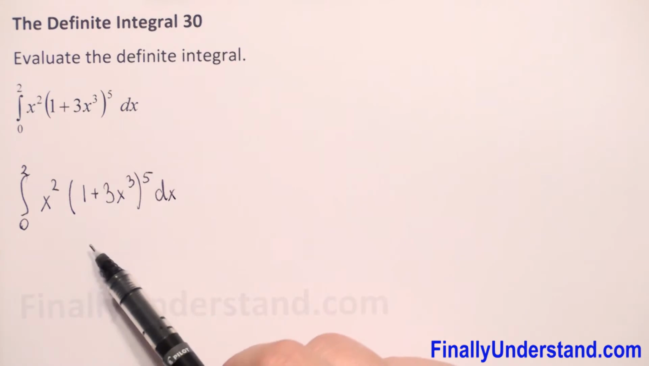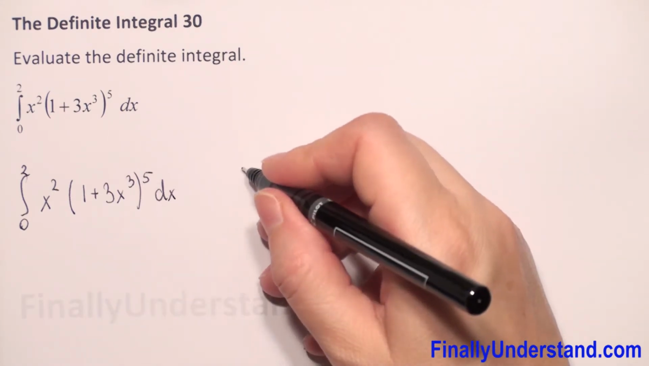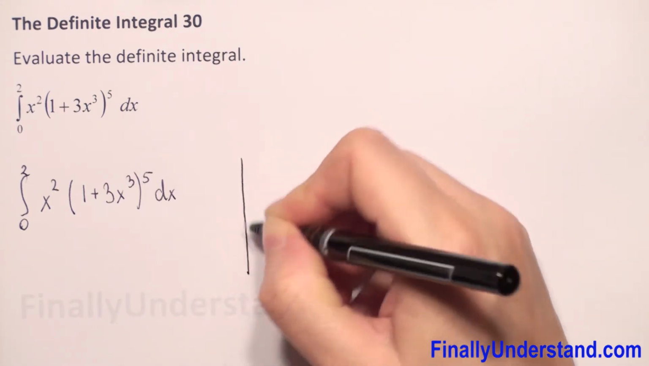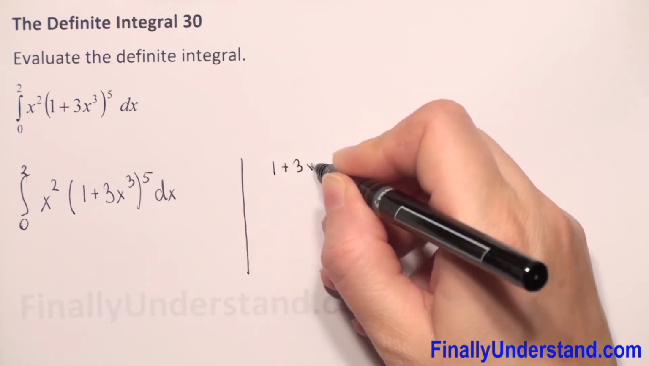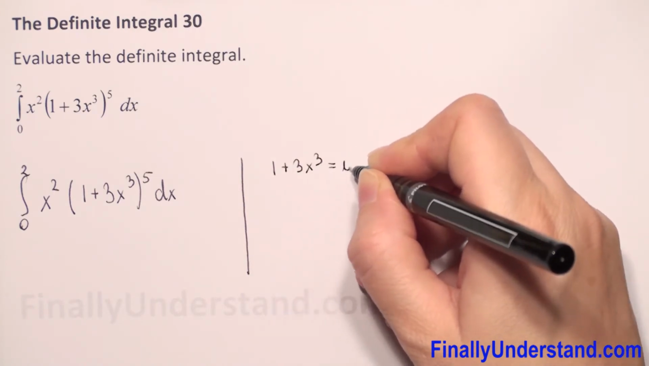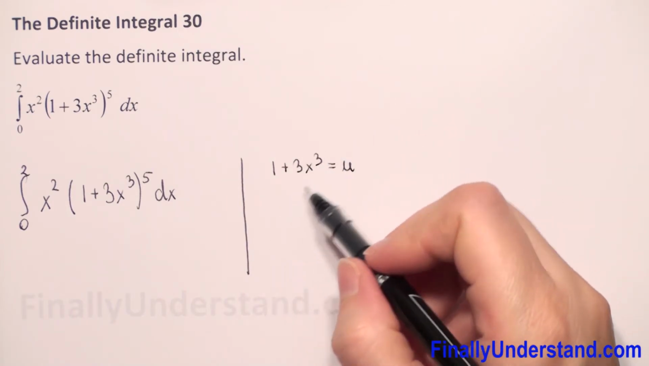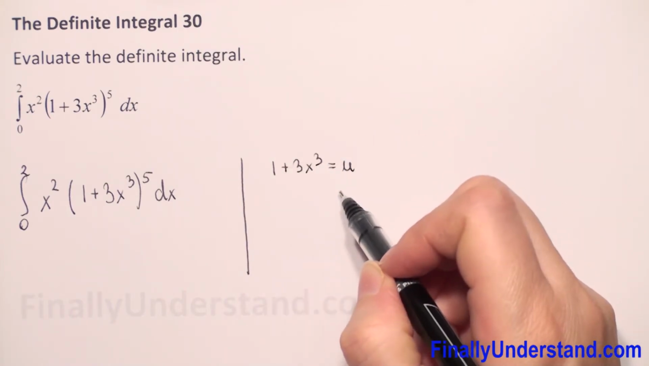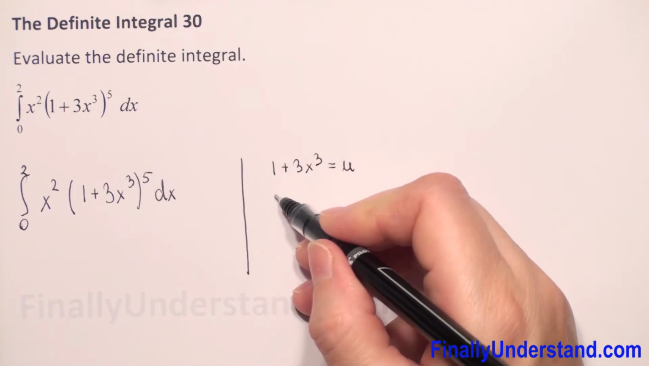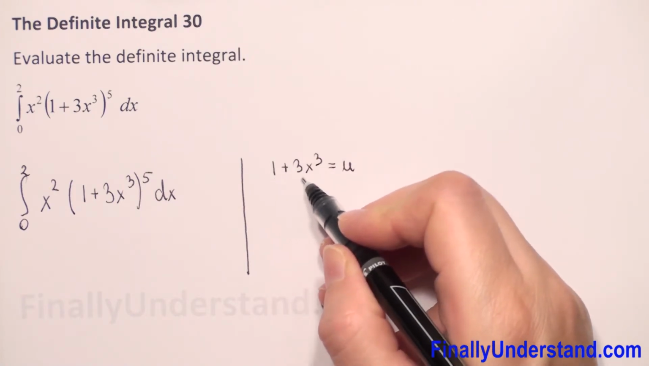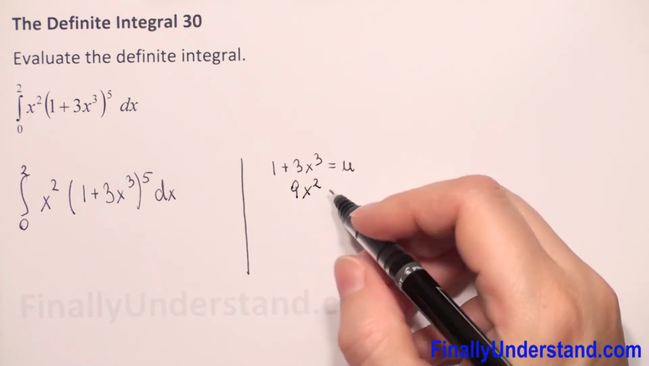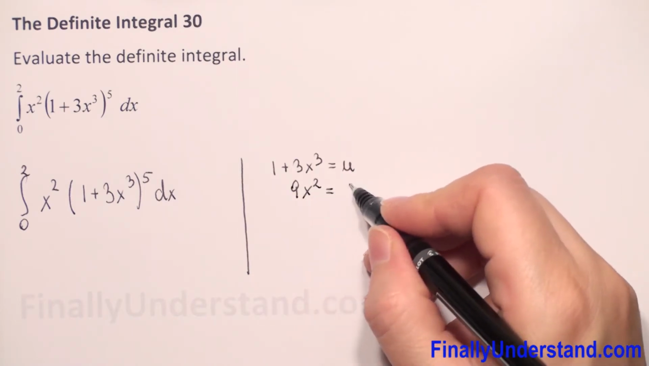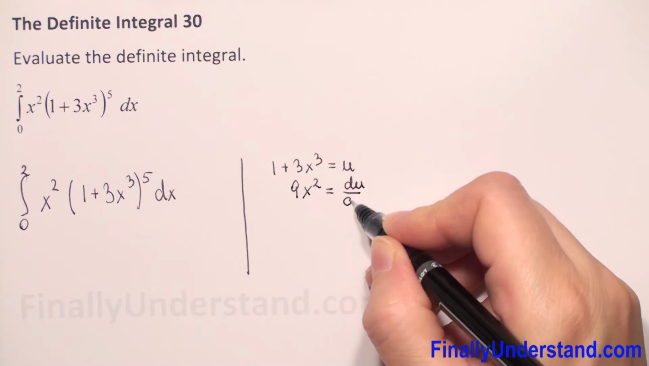To solve this integral, I will use the substitution method. Let's put 1 plus 3x cubed equals u. Now we have to find the derivative of both sides of our equation. The derivative of 1 is 0, the derivative of 3x cubed is 9x squared. This is equal to du over dx.